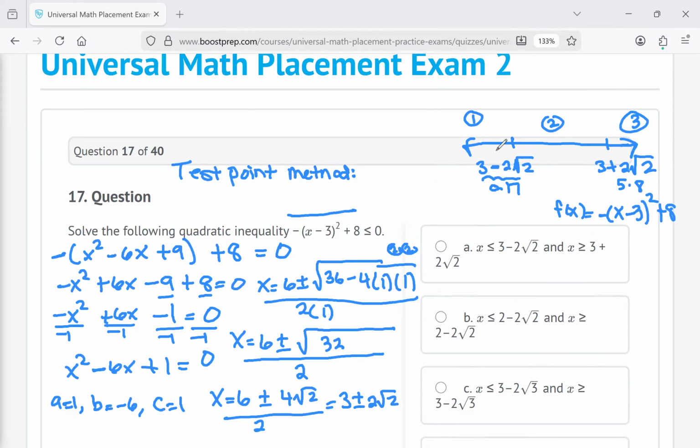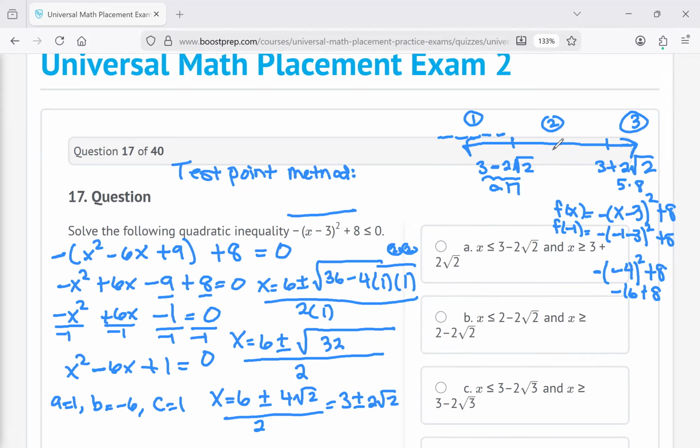Okay, so let's test region one. I need a number smaller than 0.17, so I definitely can use -1. Replace x with -1, so it's -1 minus 3 squared plus 8. -1 minus 3 is -4 squared, that's going to be 16, and then you have a -16 plus 8. That's -8, which is technically minus, so I don't care about the number, I just care about the sign, so I'm going to put a minus.